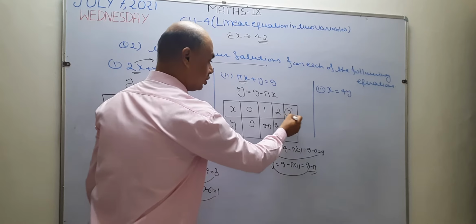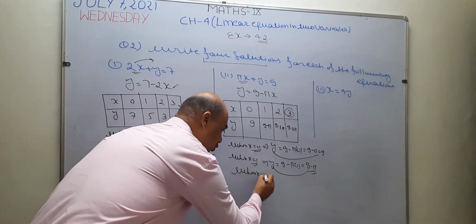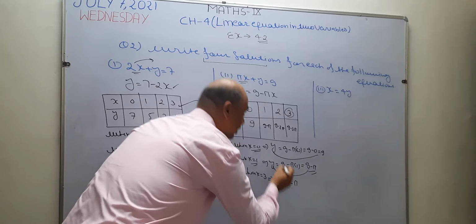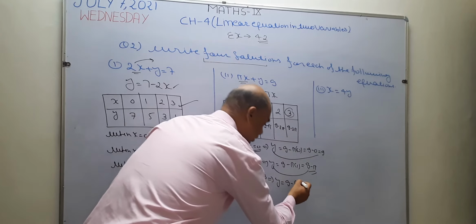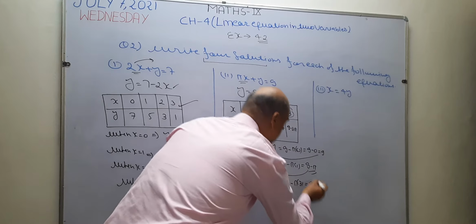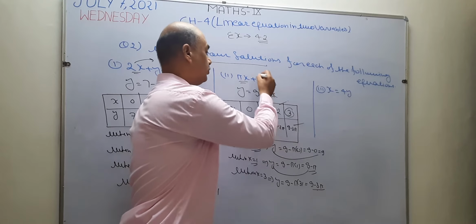How do I want to solve this? See, when x equals 3, write 9 minus pi x. Instead of x, I write 3. So 3 into pi becomes 3 pi. So the answer becomes 9 minus 3 pi. These are the 4 required solutions of this equation.